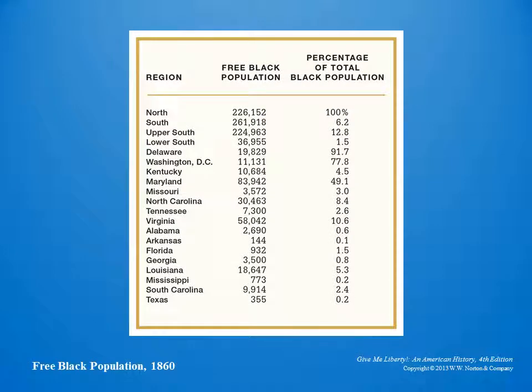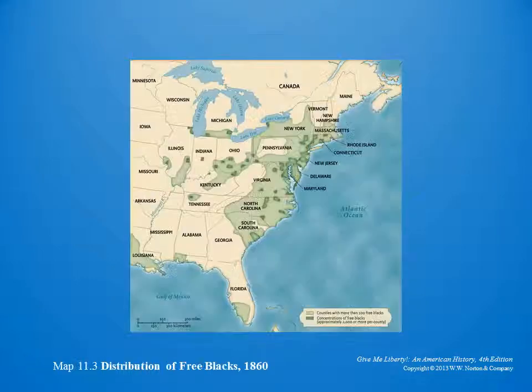You can see this is the percentage of the total black population that was free in each state. If you look at the first column, that's how many free blacks were living in the state, and the percentage of that population is in the second column. You can see the distribution of free blacks. About 500,000 free blacks again in 1860, the majority living in the slave states, especially Maryland and Virginia.